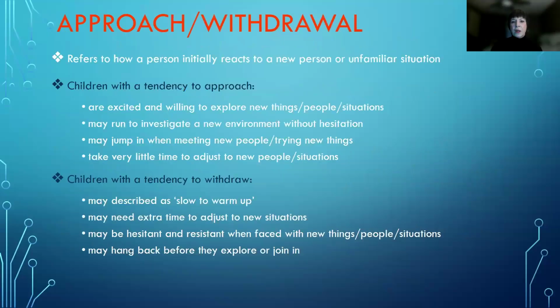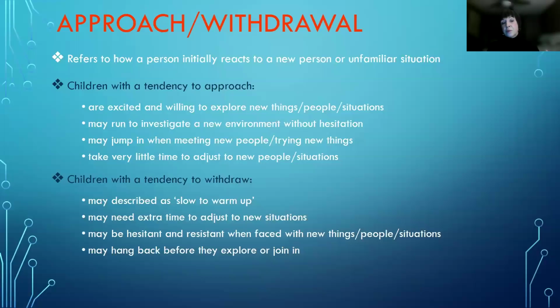Next is approach and withdrawal, and this refers to how a child or a person initially responds or reacts to a new person or a new situation. Some children have a tendency to approach. That's one end of the continuum. Some have a tendency to withdraw, and that's the other end of the continuum.